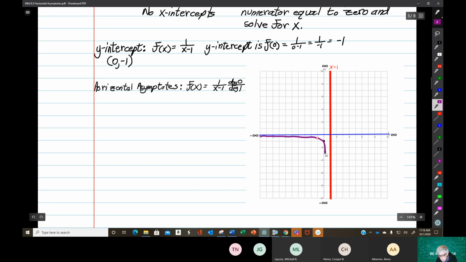Now here's the hard part. Making it clear, even if you have to contort your body. Of course, with a piece of paper, you could just turn it. See, that's too close. It's not going to touch the vertical asymptote. And so it's really, really difficult to draw.